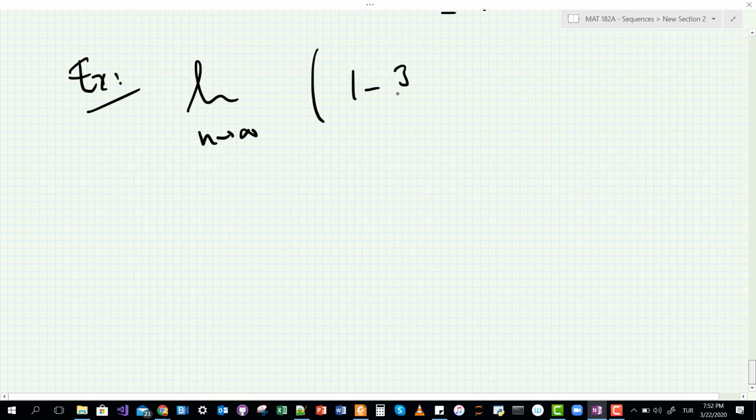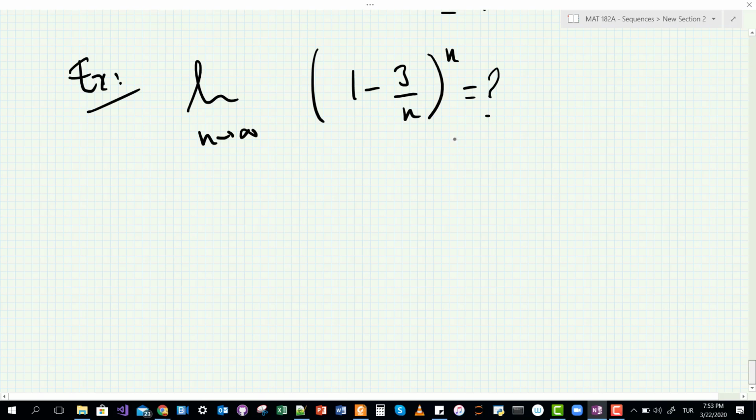Another example. Limit when n goes to infinity, 1 minus 3 over n to the n. Just pause your video and think about it, okay? What rule would you use for this limit?